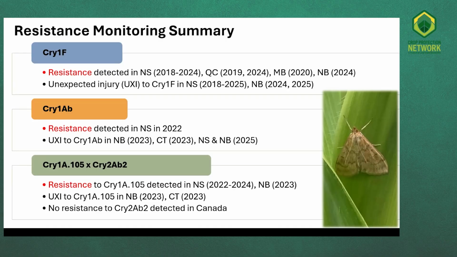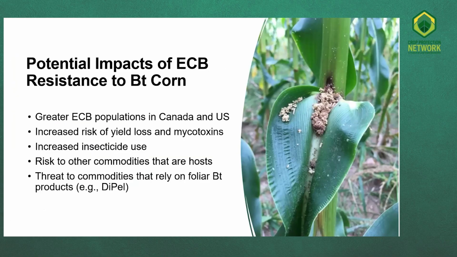So you can see that 3 out of 4 of these BT proteins have become compromised in Eastern Canada and somewhat in Connecticut as well. So what is the problem with this? Well, the potential impact of corn borer resistance to BT corn is that our corn borer populations in Canada and the US may make a bit of a comeback.